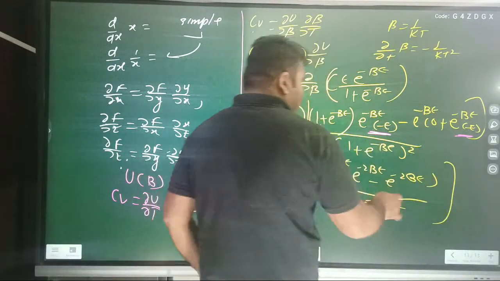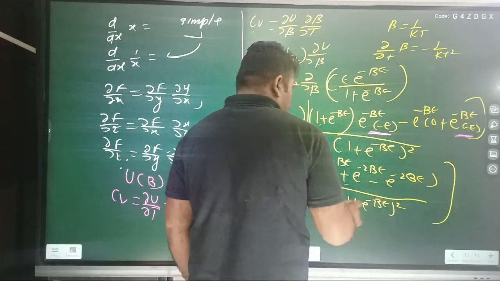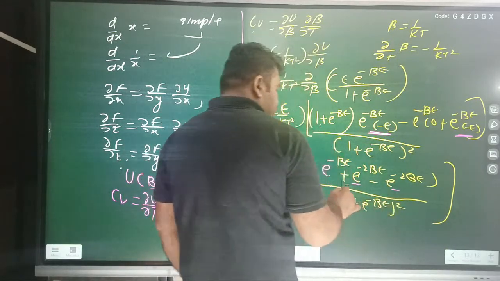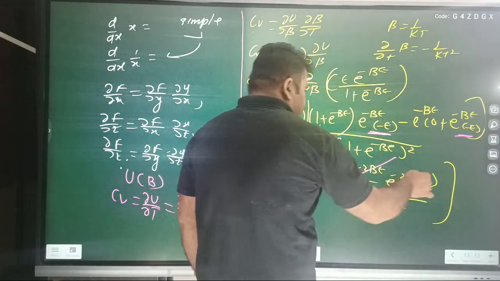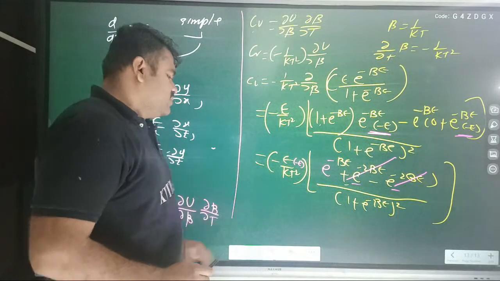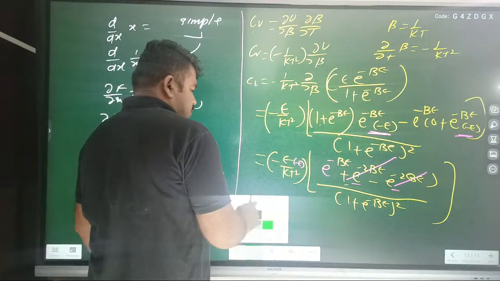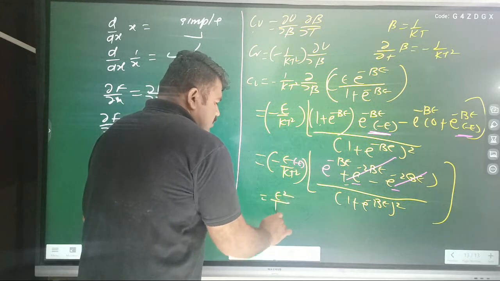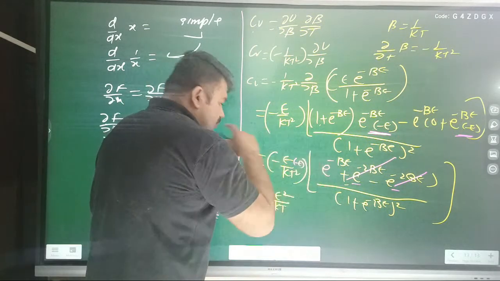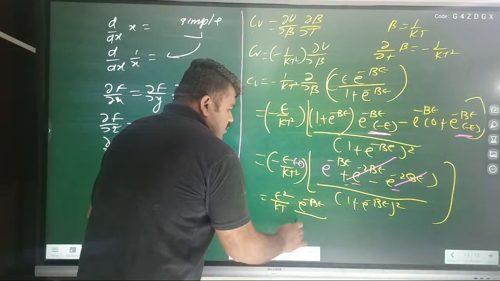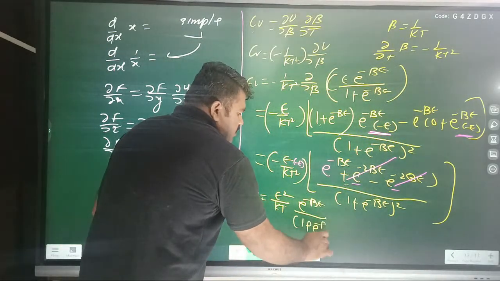These two quantities are equal but opposite sign. Here is plus and here is minus. Plus and minus get cancelled. Minus into minus is plus. This gives the answer epsilon square upon kT square, e to the power minus beta epsilon upon 1 plus e to the power minus beta epsilon.